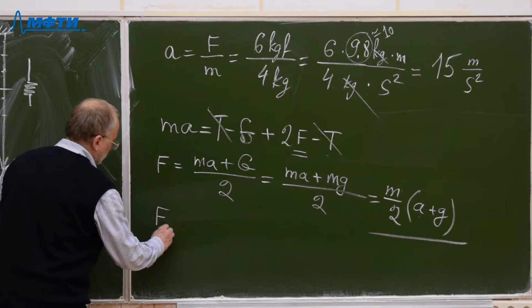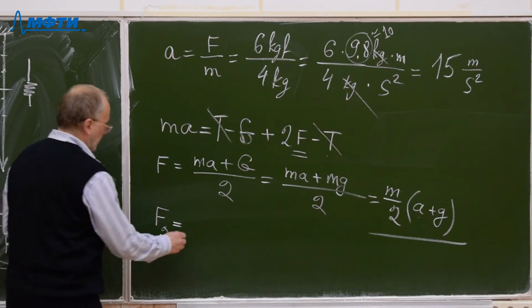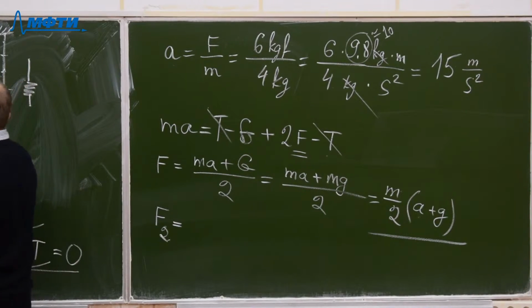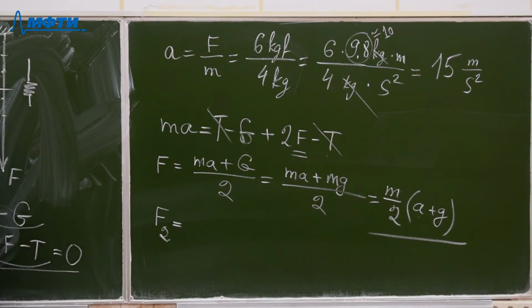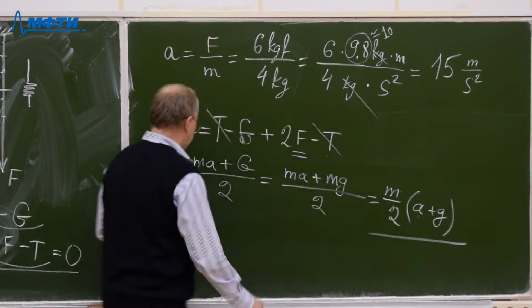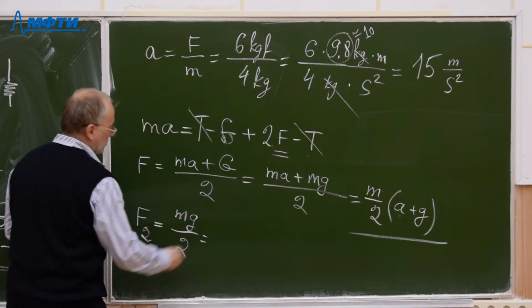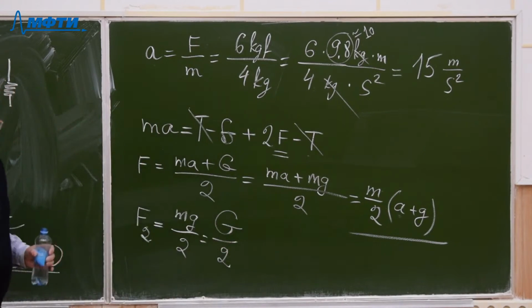the answer to the second question, F2, the force which we need to apply here to the string, in case the body G is not moving. It has 0 acceleration. If acceleration is 0, I just substitute 0 for a here and obtain mg over 2. What is mg? This is the weight of the body, denoted by capital G.